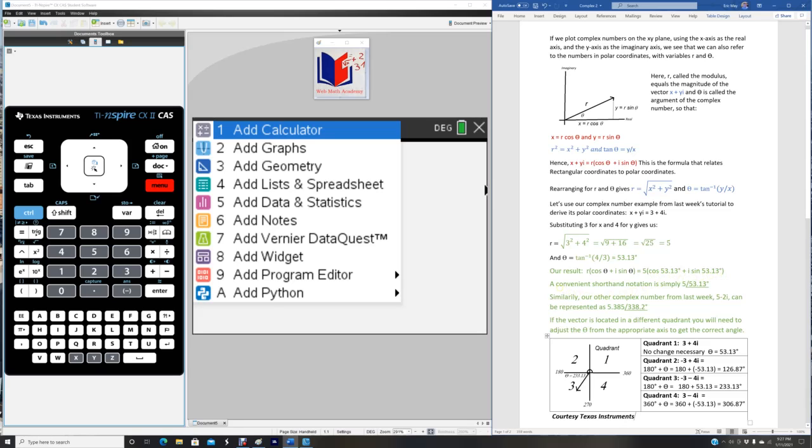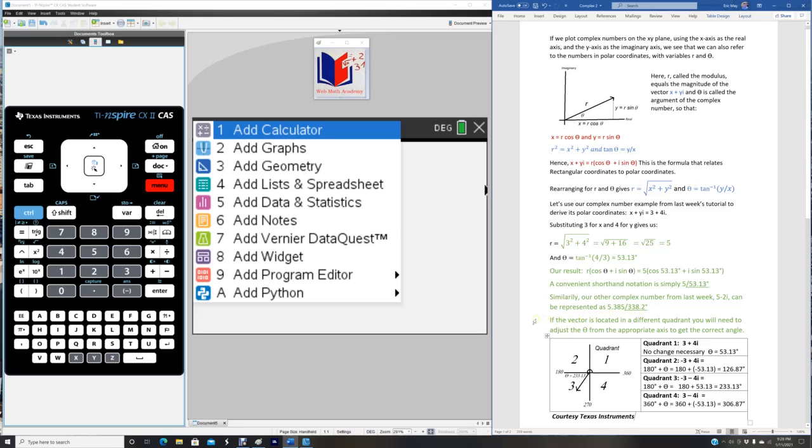And even easier, we can use a convenient shorthand, which simply relates the r value of 5 and the theta value of 53.13 degrees. So this is the simplified form of the polar coordinates, and that's what we'll use from here on out. You might also want to try our other complex number from last week, which you might remember is 5 minus 2i, and that can be represented by 5.385, 338.2 degrees.